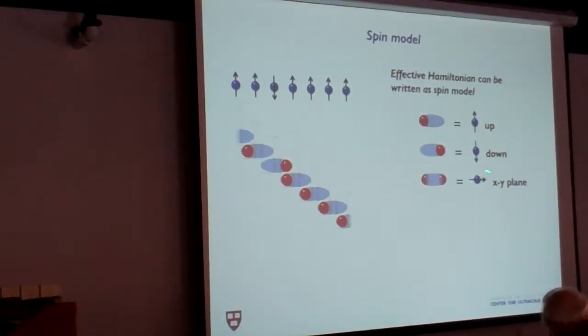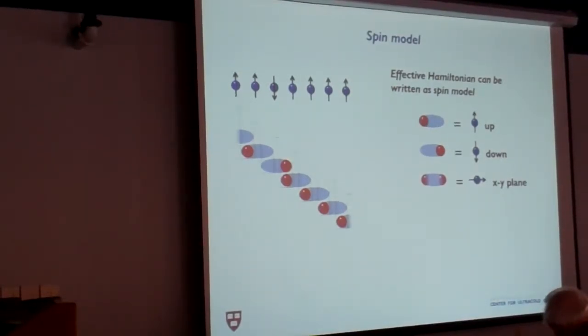Interesting. Remember before I said a magnetic field wants to turn the spin into the x direction? This is actually what the tunneling does. The tunneling wants to turn the spin into the xy plane, or it wants to create a superposition of the atom on the two sides with the same phase on both sides.